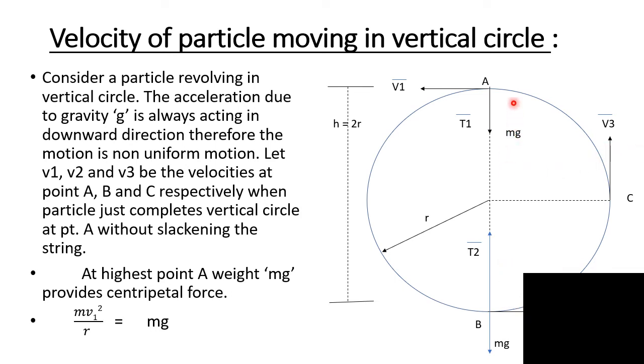Let m be the mass of the particle, then the weight acting on the particle is mg. Tension in the string is T1. Then mg provides the necessary centripetal force required for circular motion of the particle at the highest point. So at the highest point, centripetal force is mv1 square upon r equal to mg, where v1 is the velocity of the particle at the highest point.